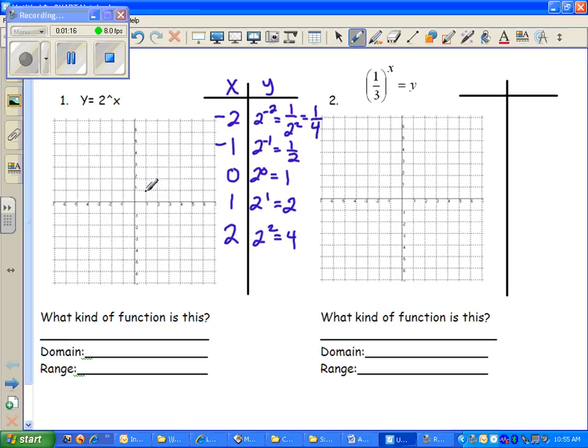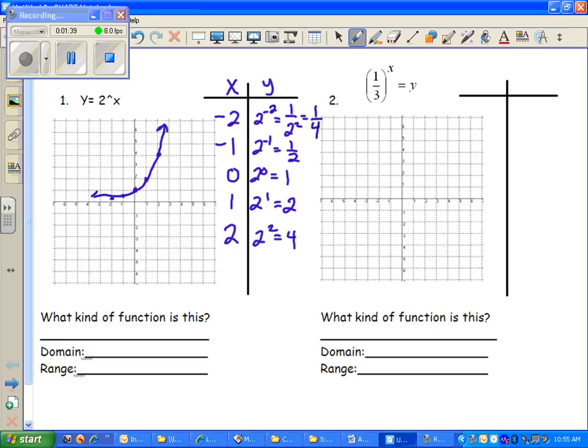-2 is at a quarter. -1 is at a half. 0 is at 1. 1 is at 2. And 2 is at 4. And it's just going like this.